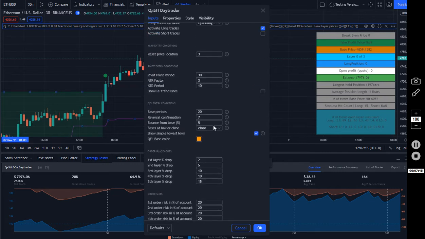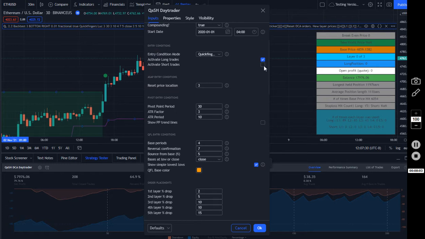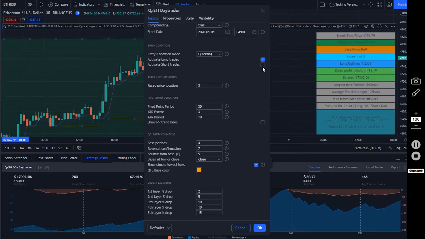Okay, so let's go ahead and play with the settings a little bit. We have our base period set to 20. Let's go ahead and set it to 4 because we're in a bull market. We want to have more trades because this is a long only strategy. You can set this to turn on short trades if you want to, but for the purposes of this video, I'm not going to do that because we're using a Quickfingers Luc strategy, which is pretty much designed for going long.